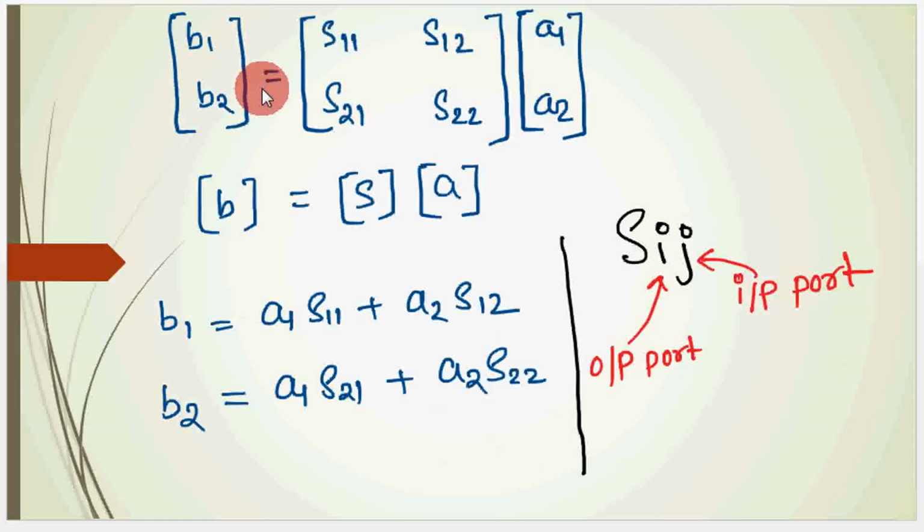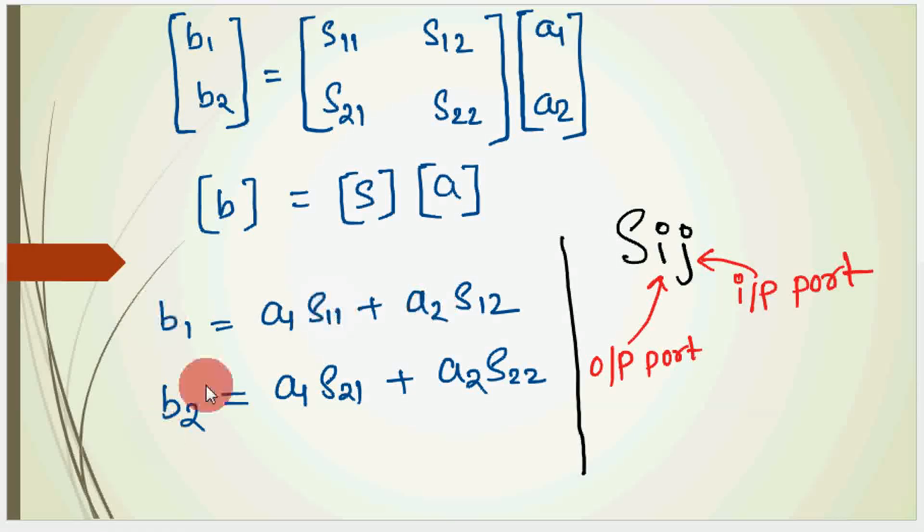So our S parameter matrix equation is: B1 B2 equals the S parameter matrix times A1 A2. So here we have the reflected voltage quantities, and here the incident voltage quantities, and this is the equation. In this two-port network parameter, B1 and B2 are functions of A1 and A2.